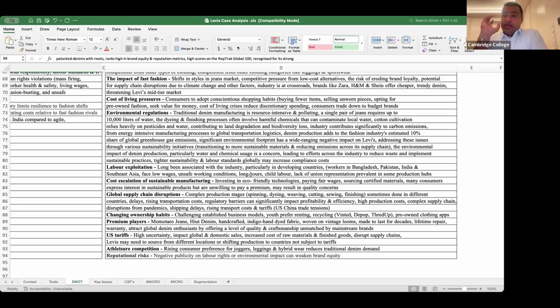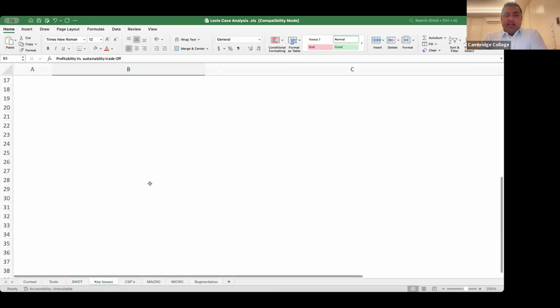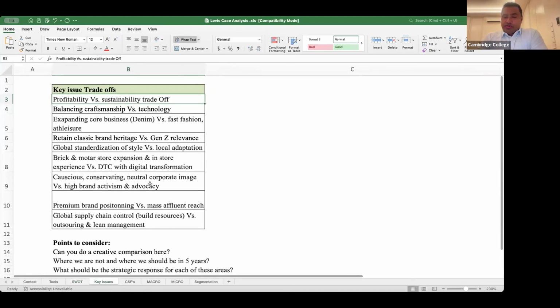Remember, the first page should be the SWOT analysis. I hope it is clear. Then you can generate what we call key issues, right? Looking at the SWOT, a detailed SWOT, what are the key issues this company must address?